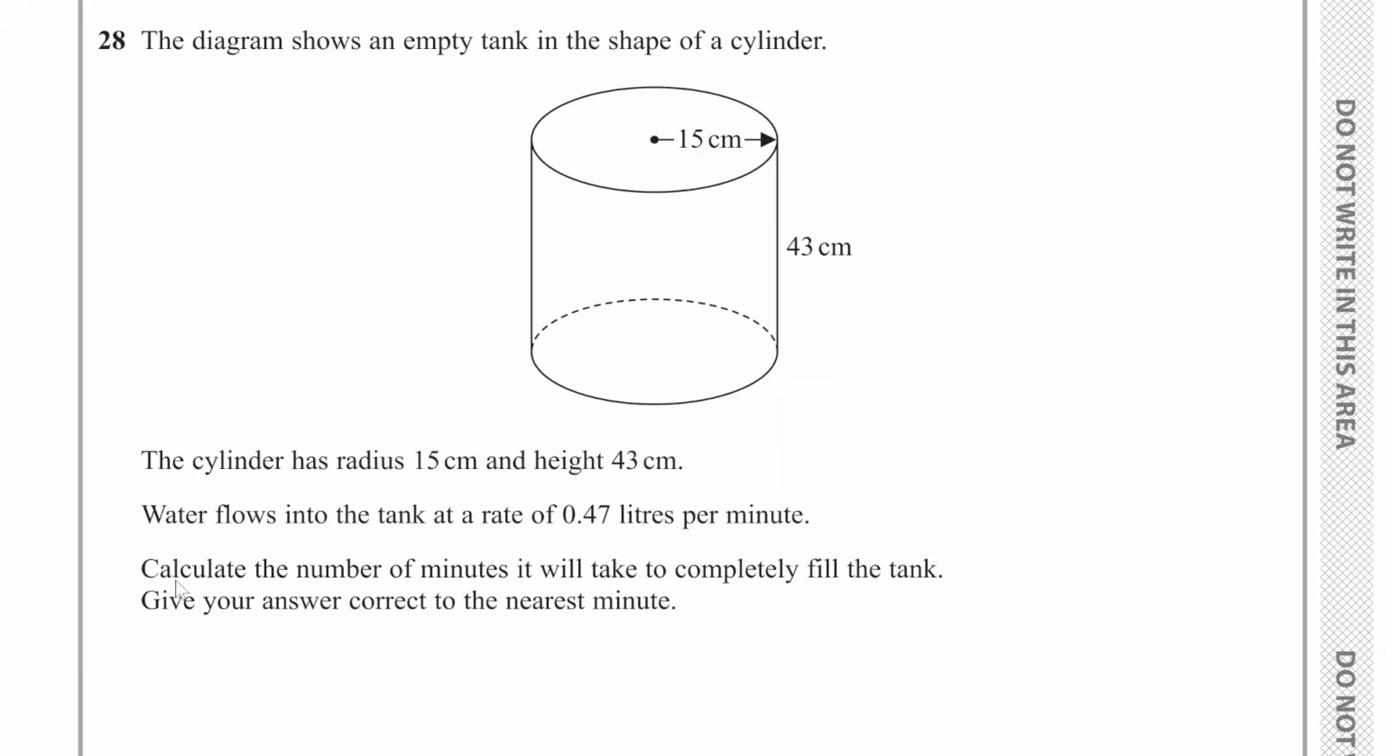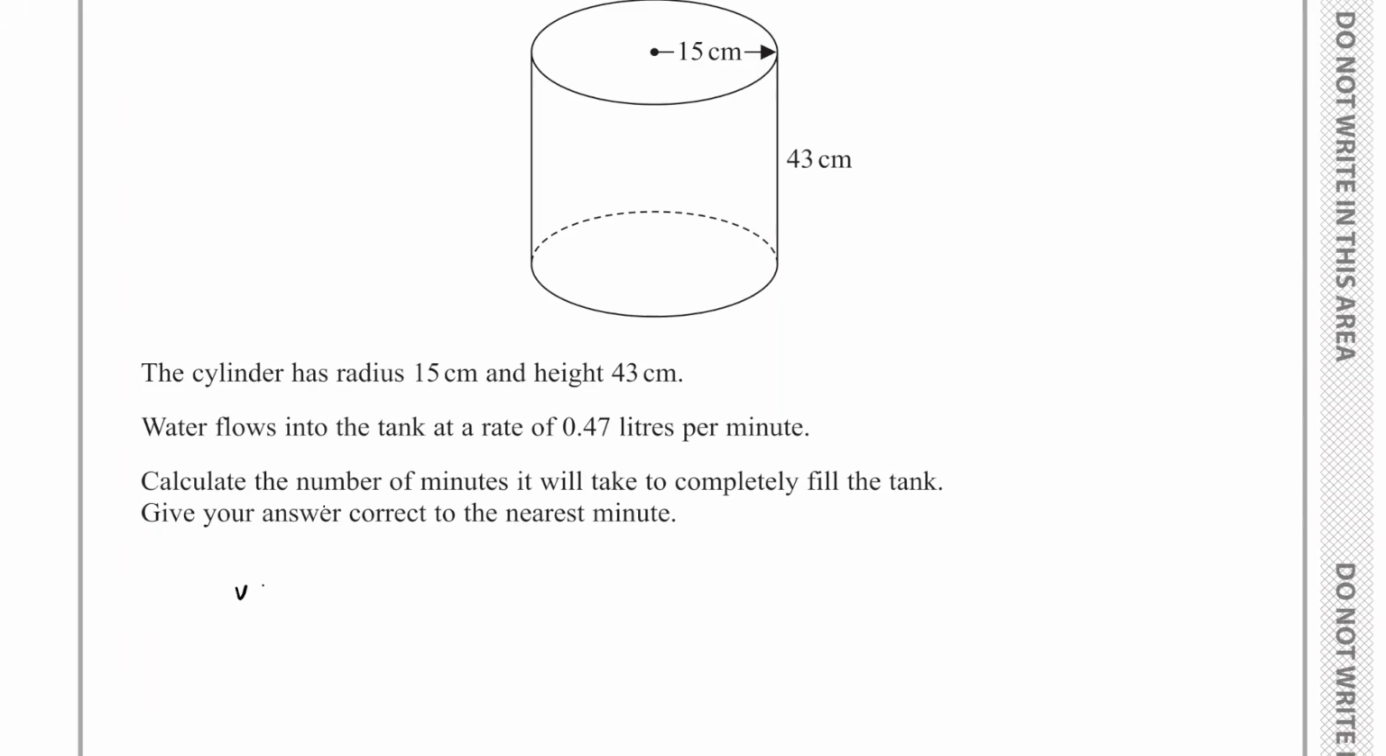Question 28. The diagram shows an empty tank in the shape of a cylinder. The cylinder has a radius of 15 and a height of 43. Water flows into the tank at a rate of 0.47 litres per minute. Calculate the number of minutes it takes to fill the tank completely. So we need to work out the volume. So the volume of a cylinder is the area, which is pi r squared, times the height. So in this question, it's pi times 15 squared times 43.